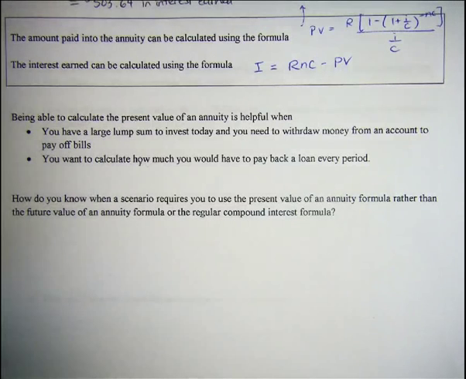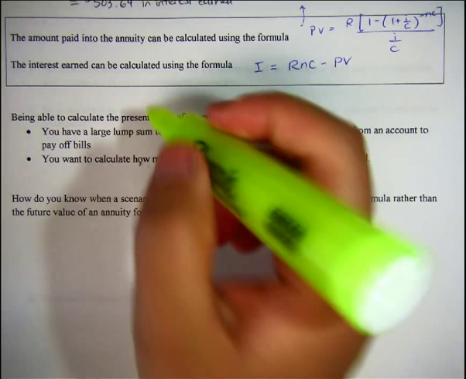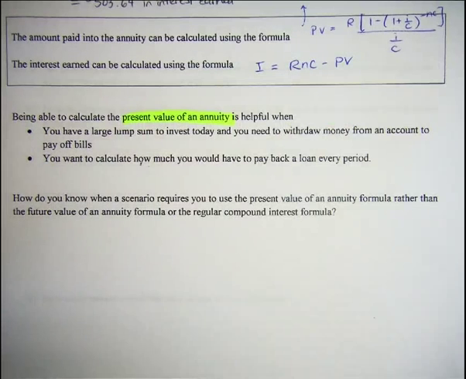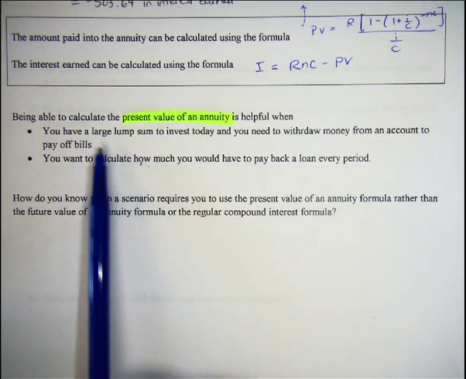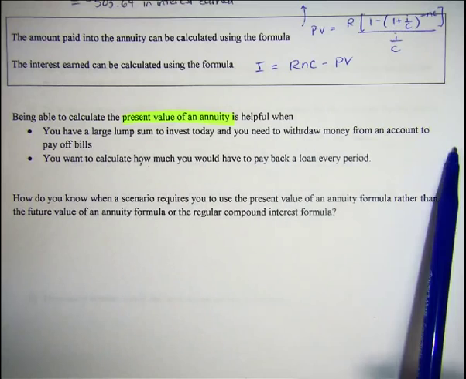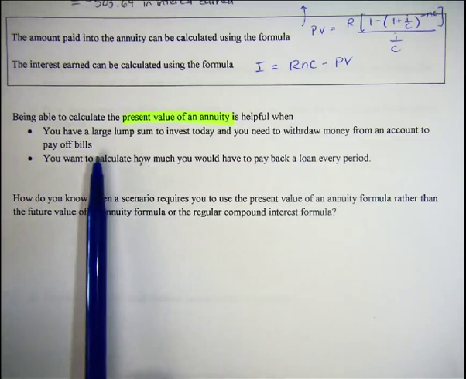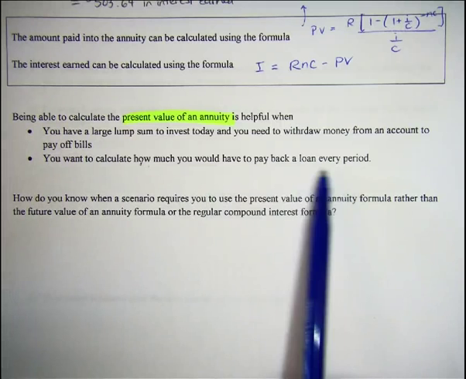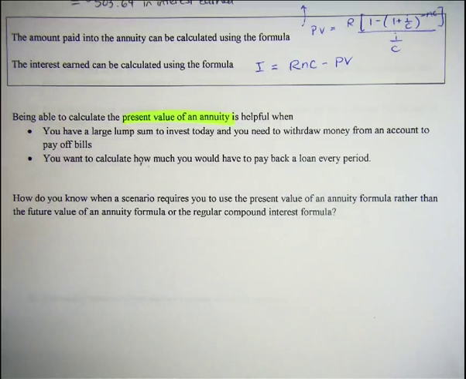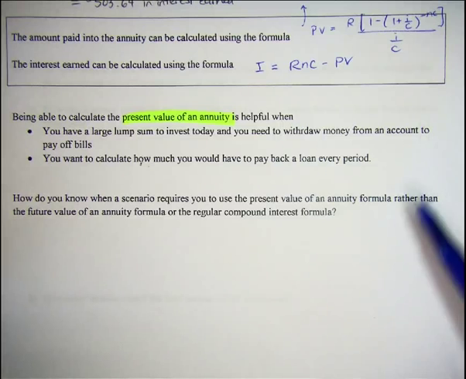The reason why we need to be able to calculate the present value of an annuity is that in lots of word problems you'll encounter, you borrow some amount of money today and you pay it back in installments. So those are really the main types of word problems that you will find. If you have a large lump sum to invest today and you need to withdraw money from an account to, let's say, pay off bills or because you want to use that money for something, or you want to calculate how much you would have to pay back a loan every period, so every month, every day, every week, etc. Those are the kind of word problems that would require you to use the PV formula.